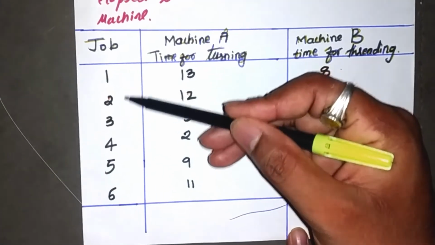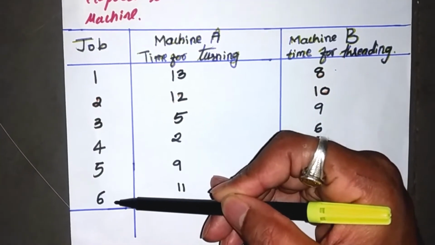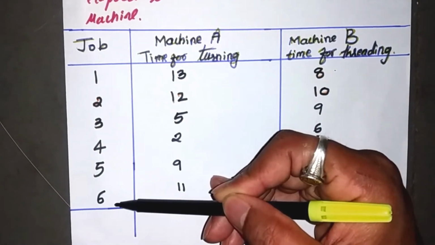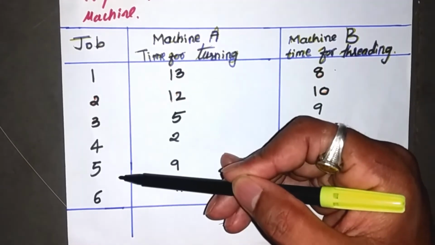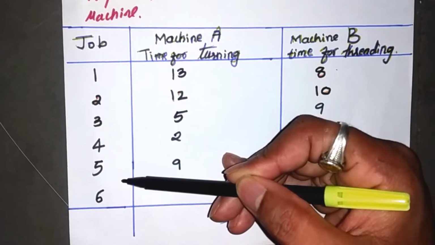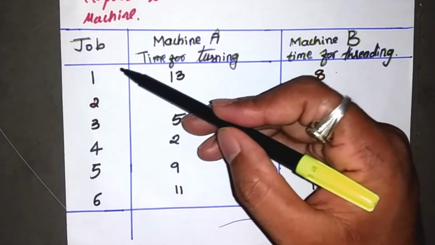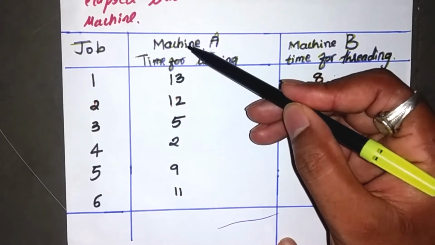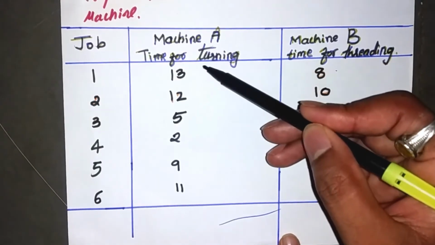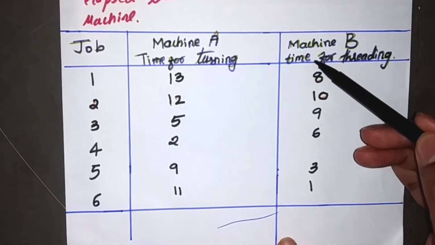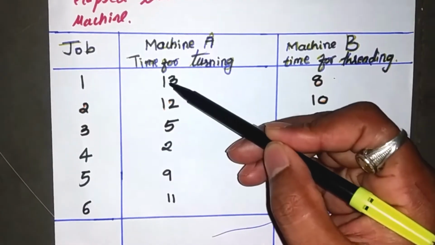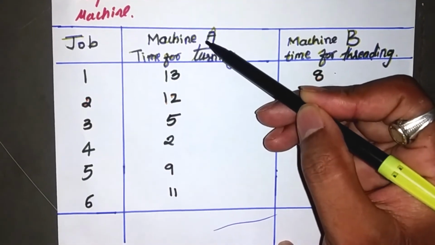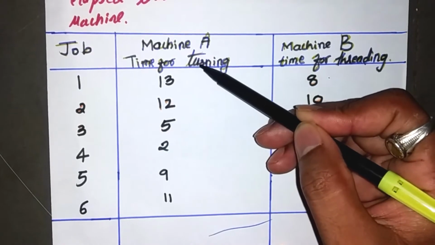So these 6 jobs have to be sequenced properly. We have to sequence in such a way that the total time required to complete all the 6 jobs should be minimum as much as possible. Job 1 on machine A, that is machine A for turning operation, and machine B is for threading operation. And job 1 requires 13 minutes on machine A. The 13 minutes are required for turning operation.